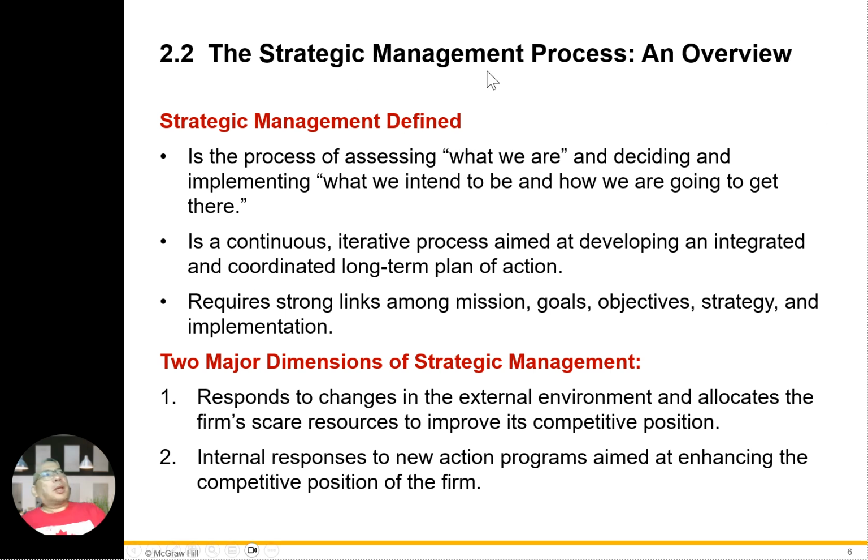Number two, strategic management process and overview. How is strategic management defined? It's a process of assessing what we are, deciding and implementing what we intend to be and how we are going to get there. It's a continuous, iterative process aimed at developing and integrating a coordinated long-term plan of action. It requires a strong link among mission, goals, objectives, strategy, and implementation.